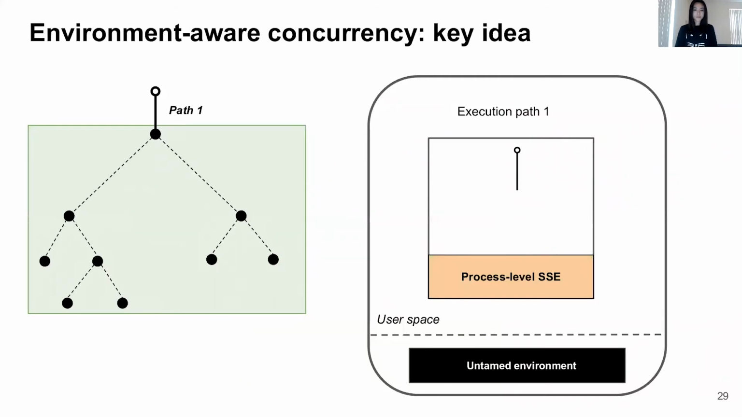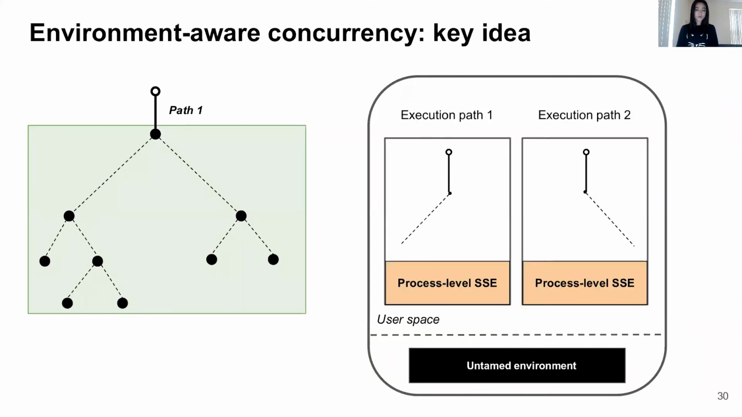Here is one example to illustrate how it works. Assuming the left side is a program's execution tree, at first only path 1 is executing. Then the program sees a predicate on a symbolic variable. The SSE engine forks another process to execute path 2.